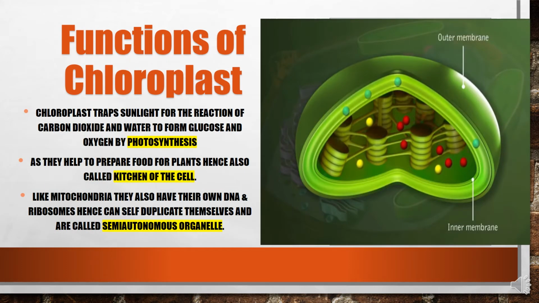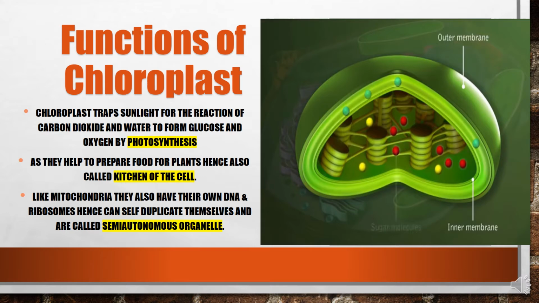Now the functions of chloroplast. Chloroplast traps sunlight because the pigment chlorophyll present in grana helps to trap sunlight for the reaction of carbon dioxide and water to form glucose and oxygen by the process of photosynthesis. As you all know, photosynthesis is a chemical reaction in which carbon dioxide and water combine together to form glucose. Glucose is a kind of sugar molecule, as you can see here.